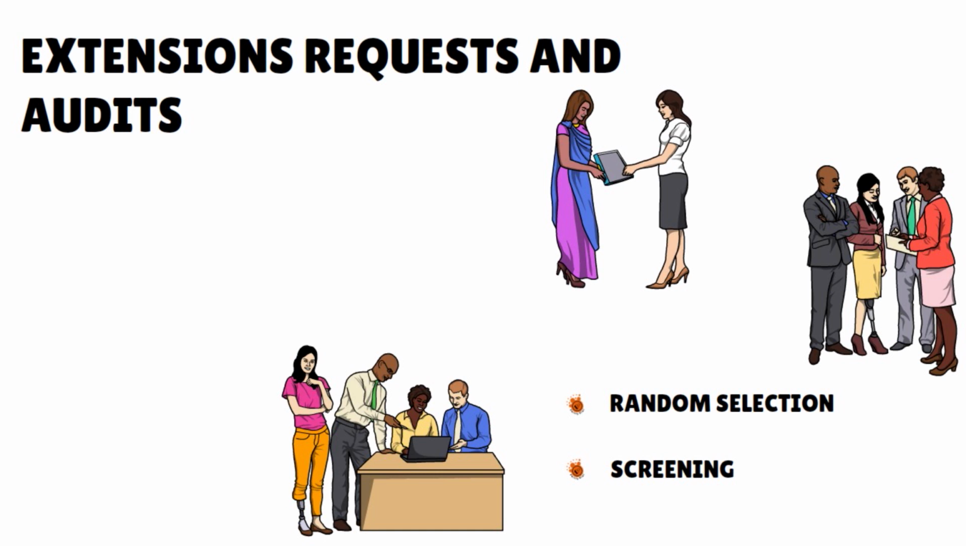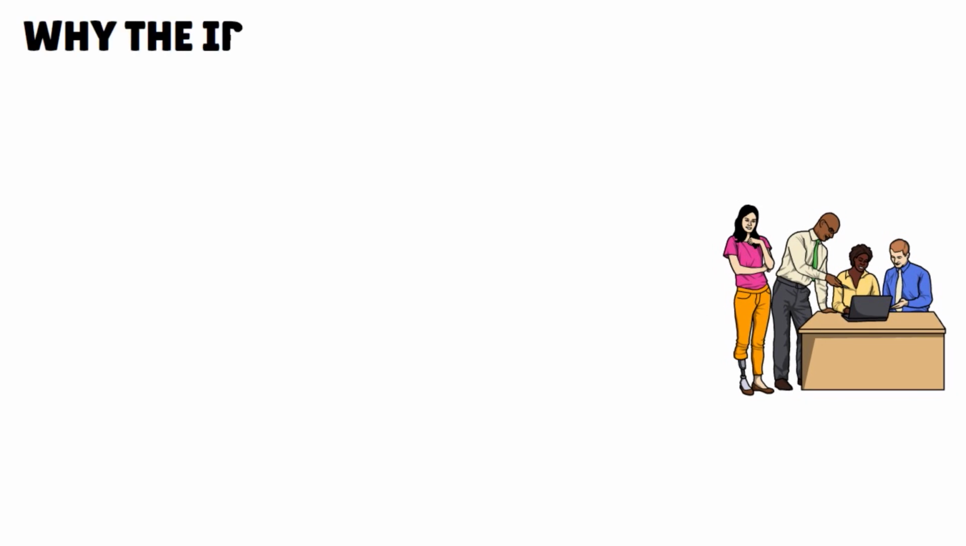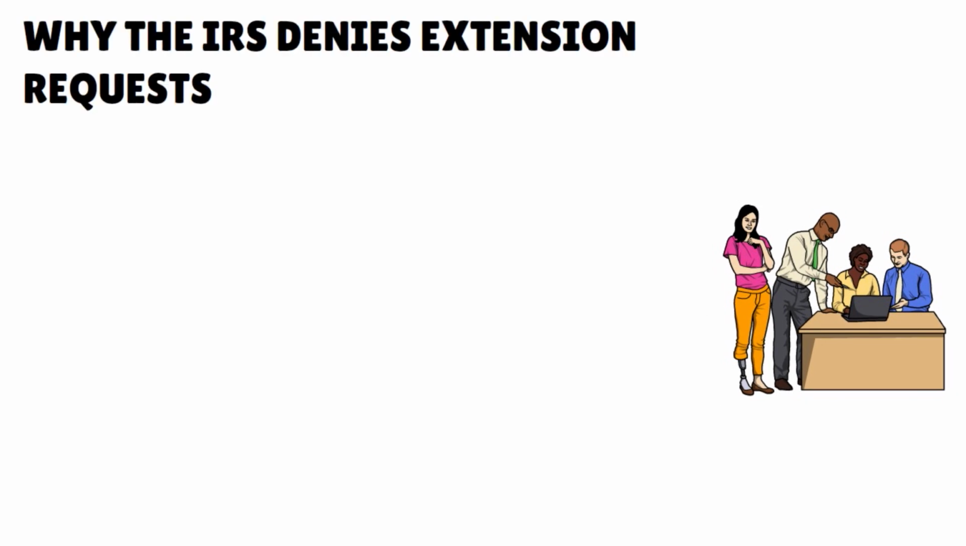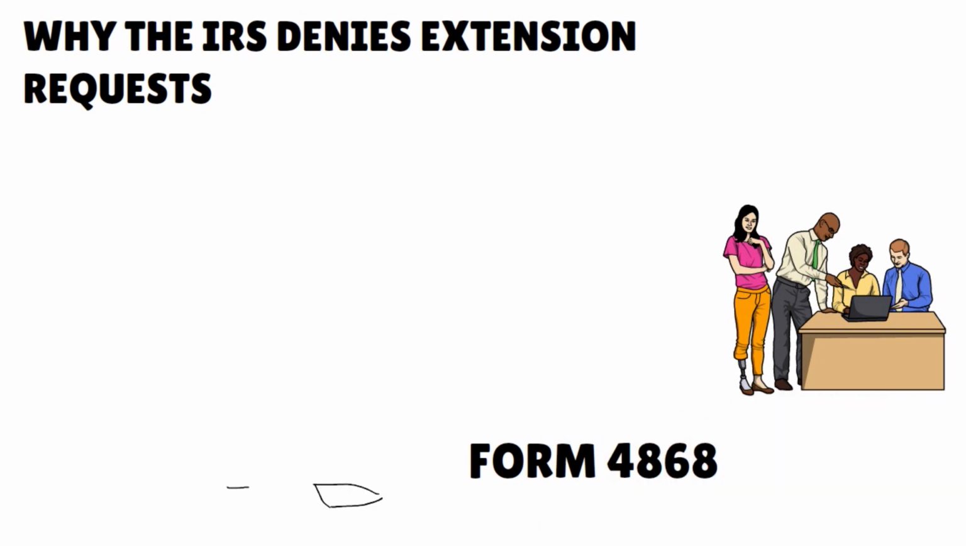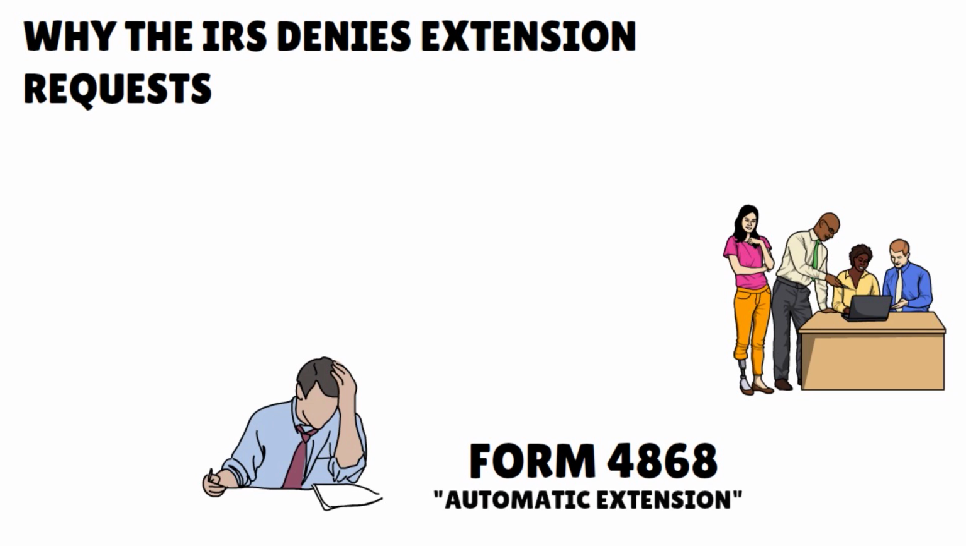Speaking about extensions, it's very important to understand why the IRS may deny extension requests. Now, you have Form 4868, which is used for personal tax returns, including business tax schedules, and this is called an automatic extension. You even have the words automatic extension in the title of the form, and you have Form 7004 for extensions for business tax returns, partnerships, and corporations. This Form 7004 is also automatic.